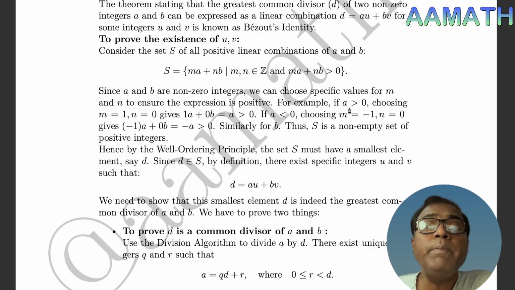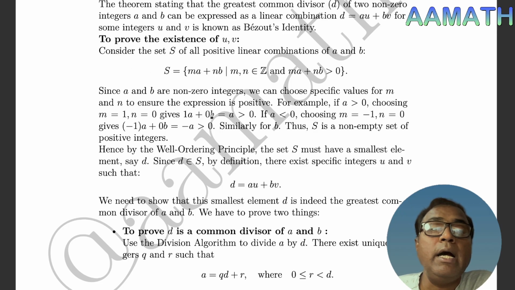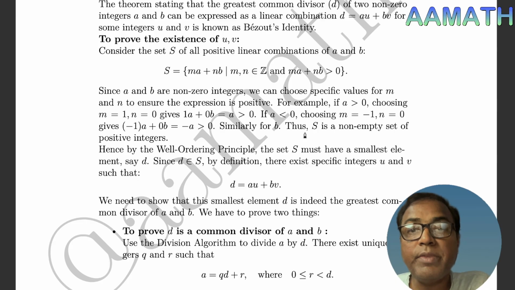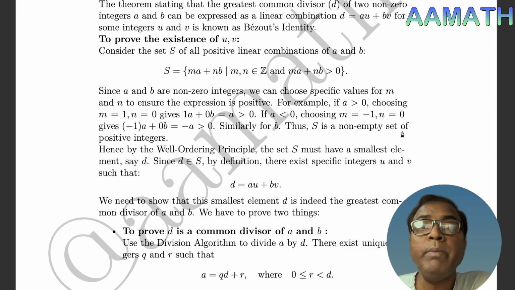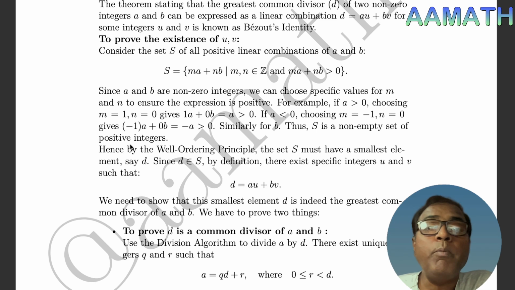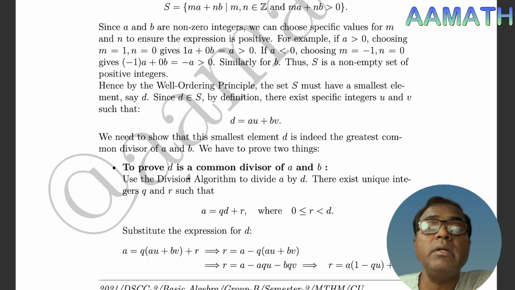For example, if a is greater than 0, choosing m equal to 1 and n equal to 0 gives a, which is greater than 0. If a is less than 0, choosing m equal to minus 1, n equal to 0, we get minus a, which is greater than 0 because a is negative. Similarly for b. Thus S is a non-empty set of positive integers. Hence, by the well-ordering principle, the set S must have a smallest element, say d.